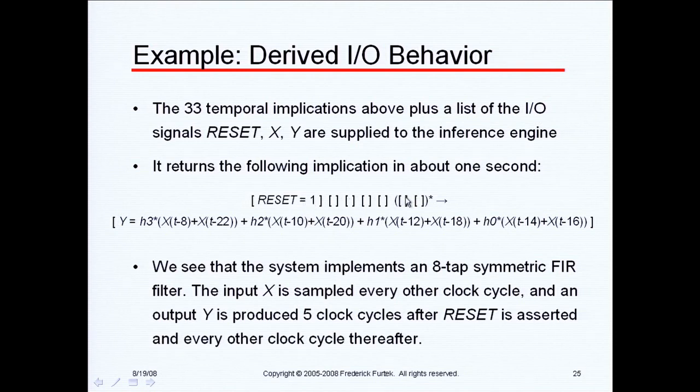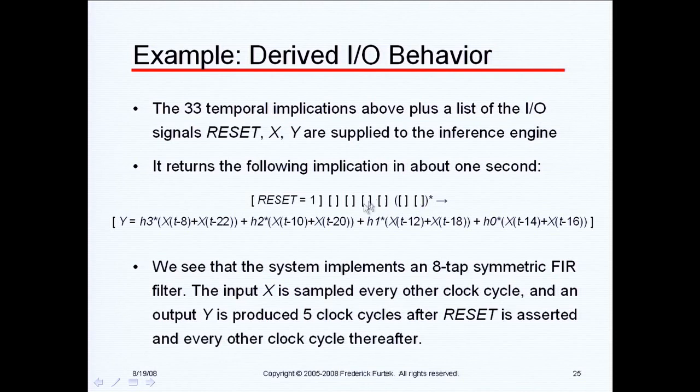Now let's look at the premise, what's to the left of the implication. We see here, contained in square brackets, reset equals 1. In other words, reset is asserted in this state. And then we have 1, 2, 3, 4 following states, arbitrary states. And then we have a pair of states in parentheses with a Kleene star, which means that we can have 0 or more iterations of this pair of states.